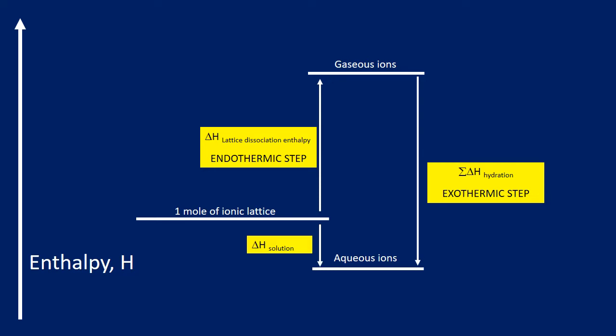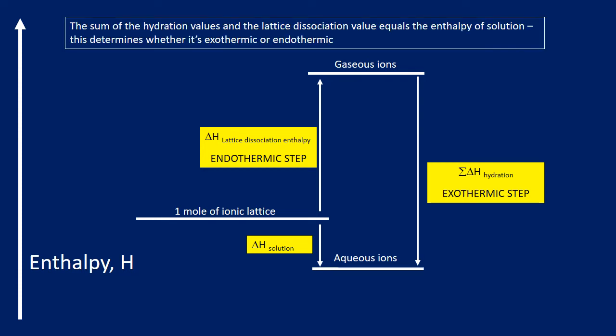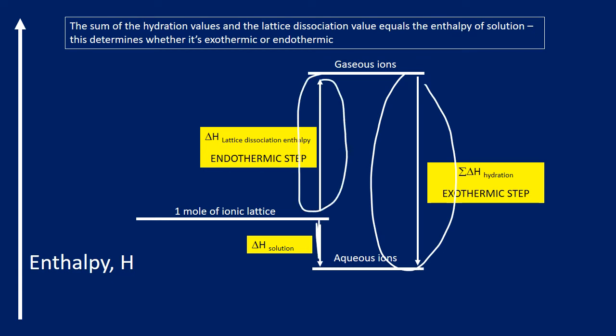You can see the way I've shown the diagram here, the enthalpy of solution is coming out as exothermic. So the sum of the hydrations, if that's bigger than the endothermic lattice dissociation, you can see that it's going to be exothermic if the right-hand side is bigger than the left-hand side. So for example, this arrow here is bigger than this arrow. That means overall we're going to end up with our exothermic enthalpy of solution.